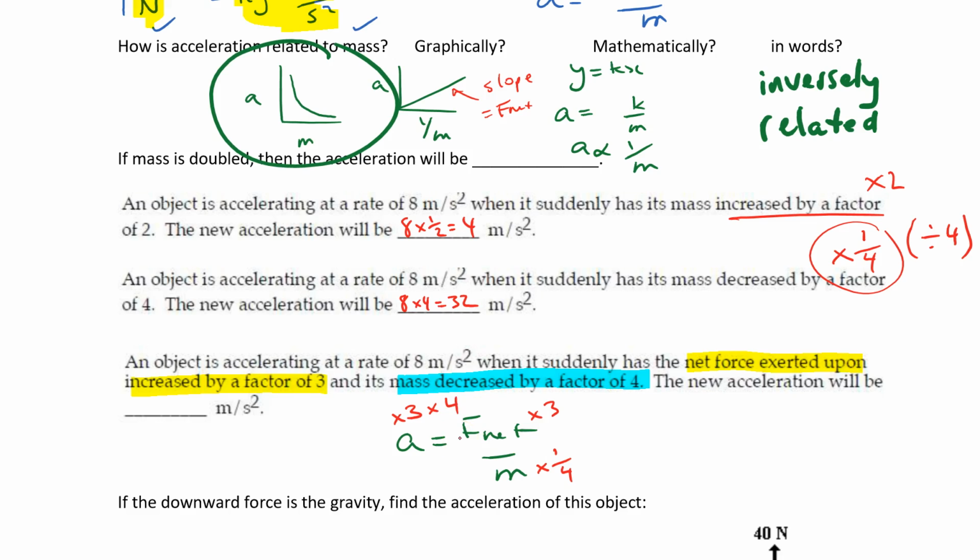So I'm going to get 8 times 3 times 4, which is the same thing as 8 times 12. 80 plus 16, 96. 96 meters per second squared. There you go.